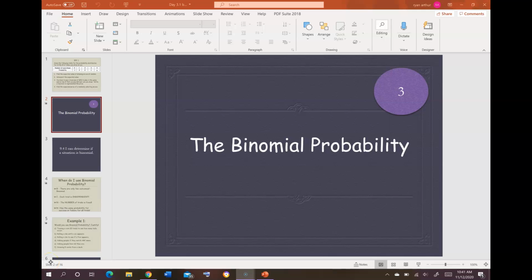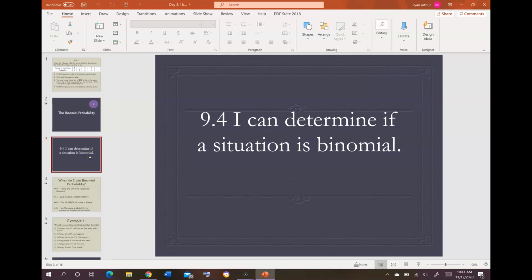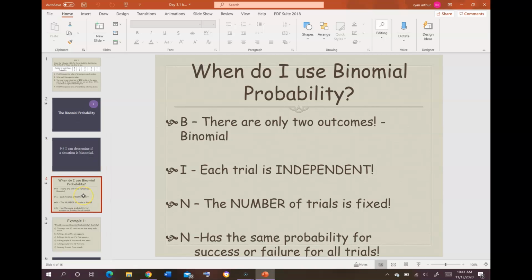All right, guys, today we're going to learn about binomial probability. But first, before we learn how to do the probability part, we're going to have to determine if a situation is binomial, because it has to be binomial in order to do binomial probability, okay? So there are 4 characteristics that make something binomial, and it actually spells BINN.